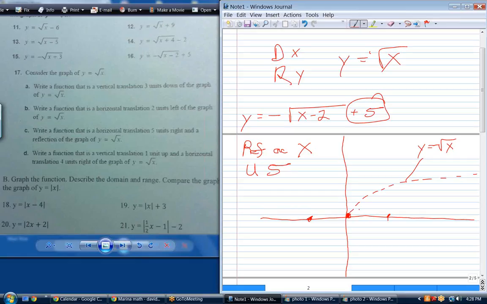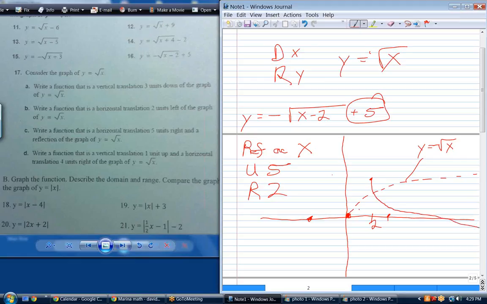And what's the minus 2 do? Or I should say, what's the consequence of the x minus 2 inside the radical? It moves right 2 units. Okay, I think this may be the case where you have to do the reflection first. So we reflect this first, bringing it down to here, and then we move it right 2 units. So it would start there. And then we move it up 5 units, so it goes up here and has the same shape.